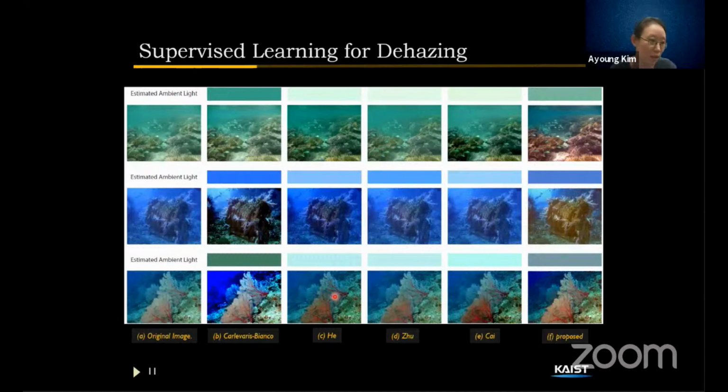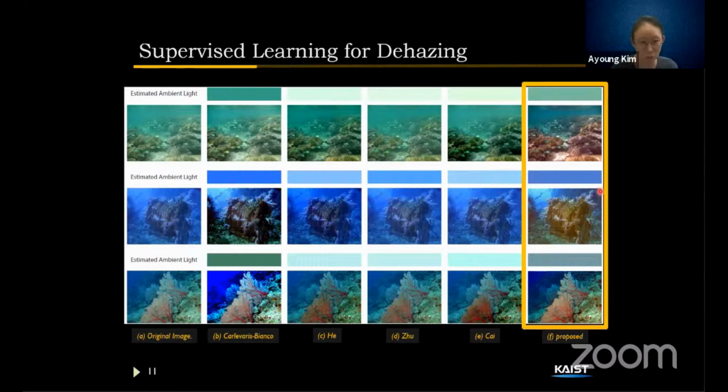So we trained many different cases and trained our simple network and see if we can clearly dehaze an image. The result looks like this, and the rightmost column is the proposed method, and as you see, this is our estimated ambient light.